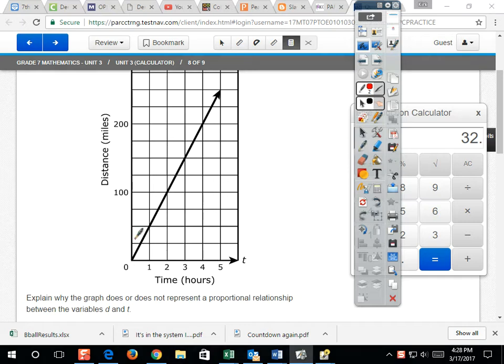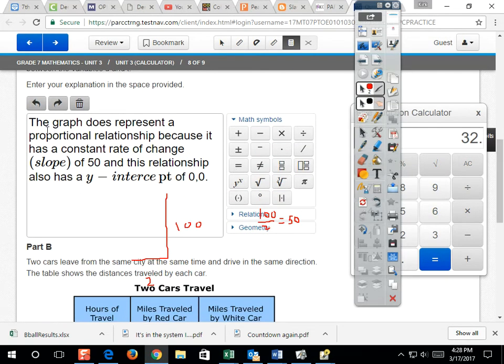And if I wanted to go a step further, I could actually make my slope triangle. In 2 hours, which is my run, I would have traveled 100 miles. That means I have a slope of 100 divided by 2, which is equal to 50 miles per hour. Not really that exciting. So, coming down here, this is what I typed.